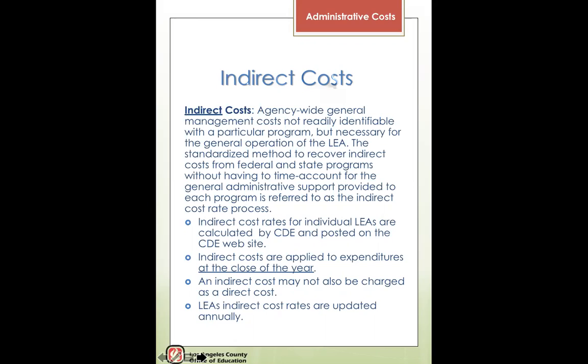Indirect costs are charged only at the end of the year. So when you budget for indirect costs, that's just a budget. And that may not be what you're going to charge. You only charge on what you actually spent.